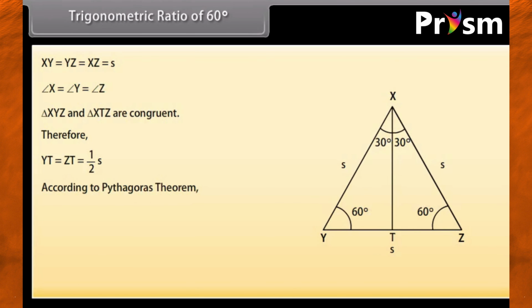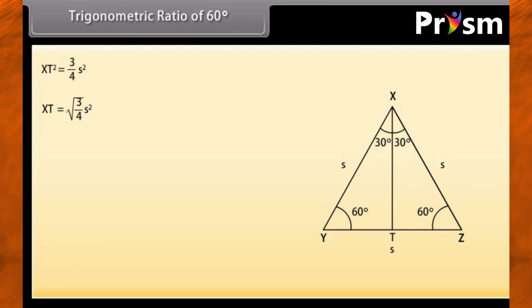According to Pythagoras theorem, XT square plus YT square is equal to XY square. By substituting the values, we get XT square plus 1 upon 2S whole square is equal to S square. By calculating it, we get XT is equal to square root 3 upon 4 S square, which is square root 3 upon 2S. Sine 60 degree is equal to XT upon XY, which equals square root 3 upon 2S upon S, equals square root 3 upon 2.